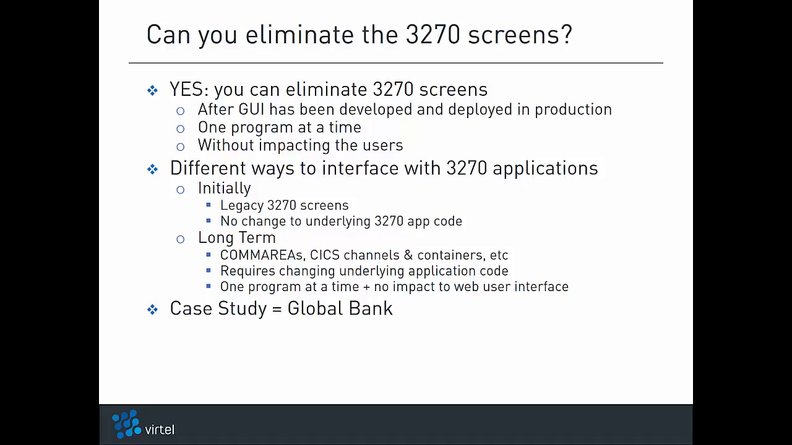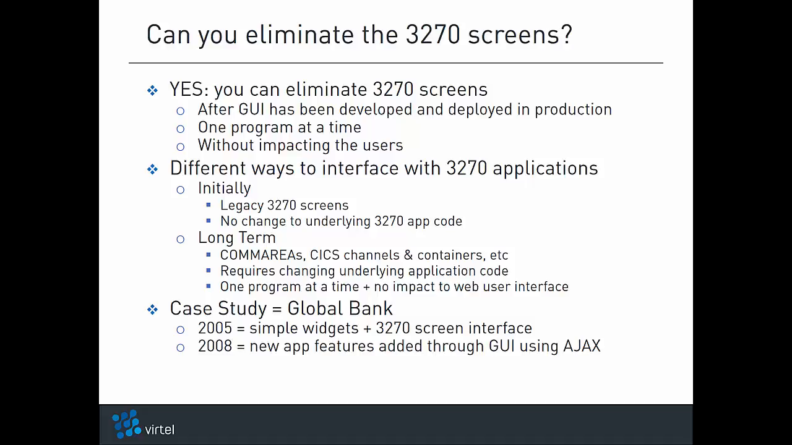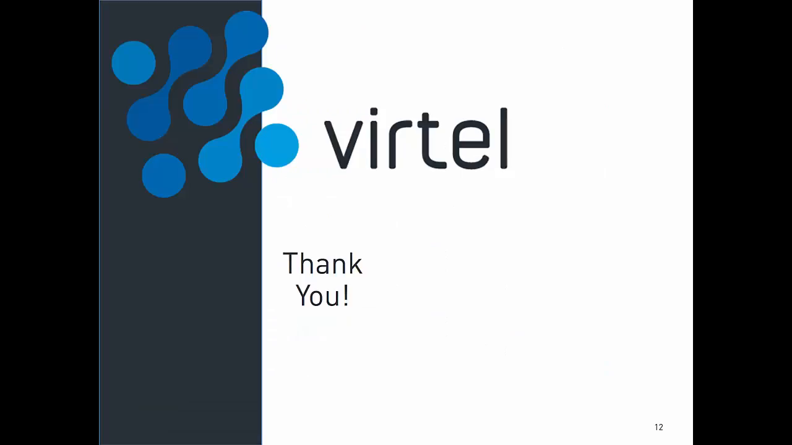This progressive development approach was implemented by one of our customers, a global bank. In 2005, they developed a GUI that used simple widgets and the existing 3270 screen interface. In 2008, they added new application features through the GUI using AJAX technology. Finally, in 2011, they replaced the 3270 screen interface in their application programs with a COM area interface.